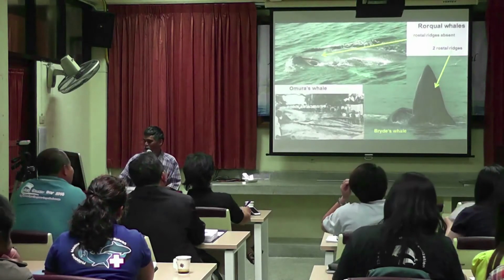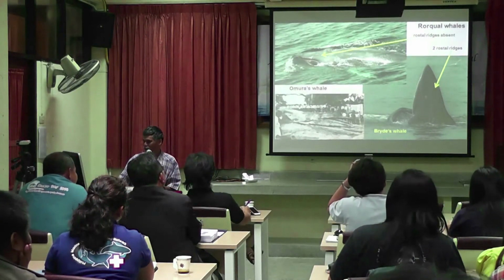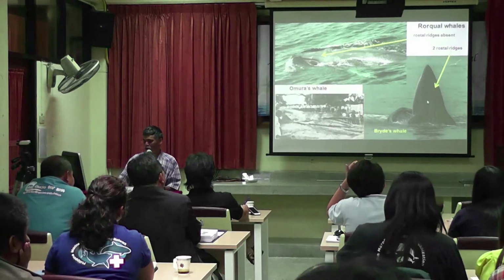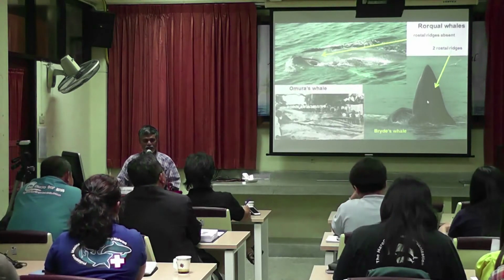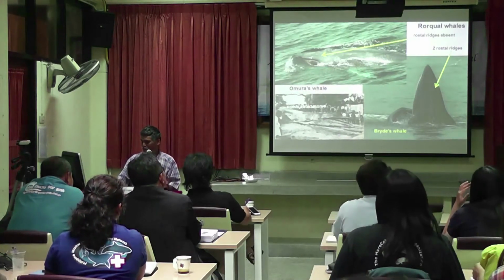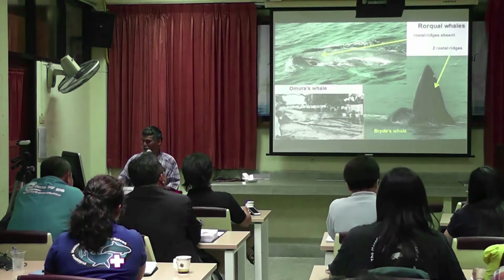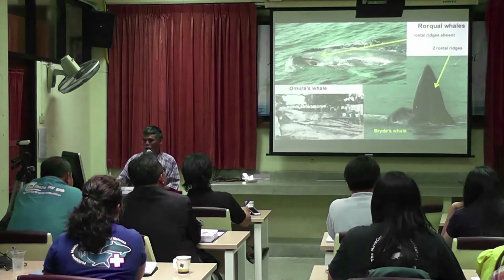Also, in the case of the rorqual whale, the most popular one is the Bryde's whale. Bryde's whale also has two types. One type is the oceanic, in the Indian Ocean, and another type is the Sitang. They call it the Sitang whale or the coastal population.